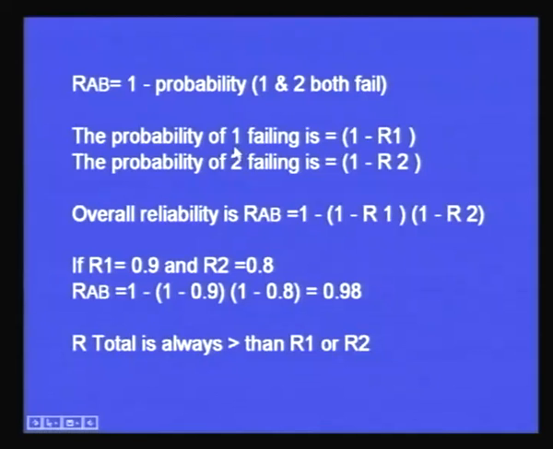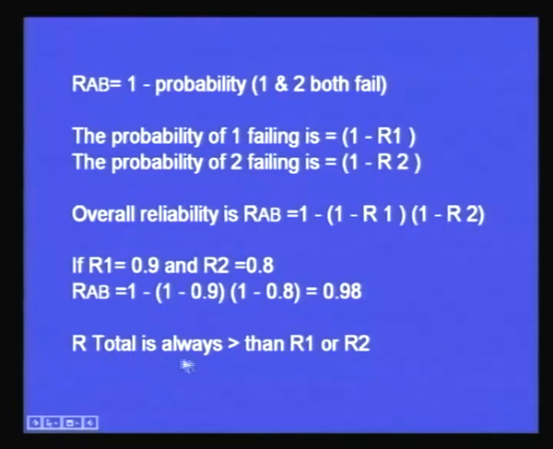So the probability of component 1 failing, not the system, sorry, I am talking about the component. Component 1 has the reliability R1, so the probability of failing is 1 minus R1. The probability of component 2 failing is 1 minus R2. The overall reliability of the system AB is 1 minus (1 minus R1) into (1 minus R2). So if R1 is given as 0.9 and R2 is given as 0.8, we can calculate RAB as 0.98 using this formulation.